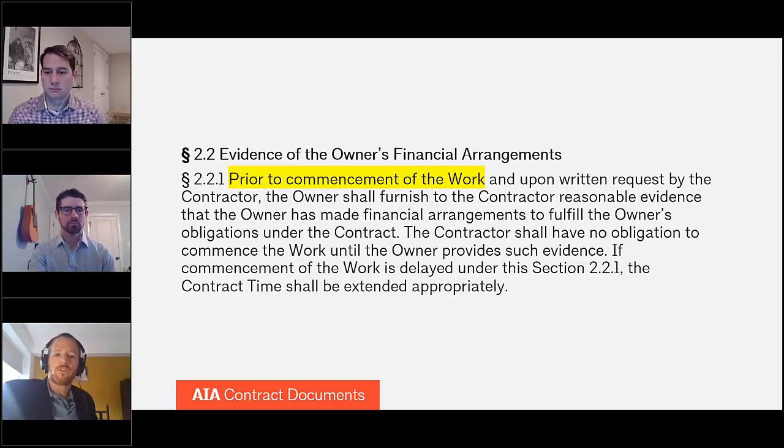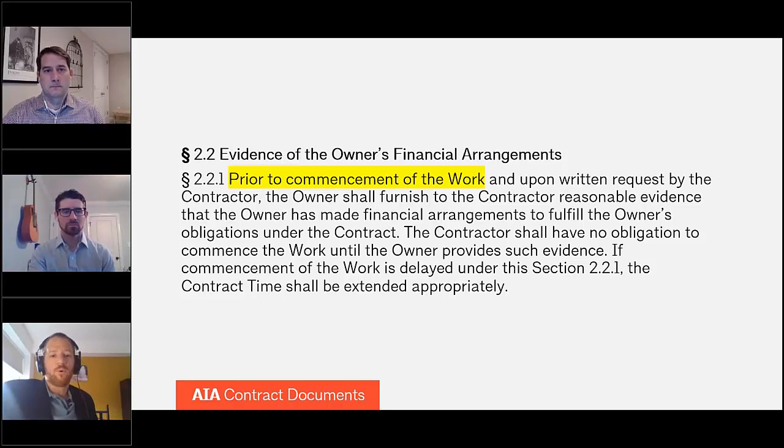So now let's turn to the contractor's right itself, and it comes from Section 2.2 of the A201-2017. That's the general conditions of the construction contract. And the contractor's right to receive financial information from the owner depends on when the contractor is making the request. Generally speaking, the contractor has very broad rights to request information before commencement of the work, but those rights are reduced once the project has actually been started and the contractor has commenced work on it.